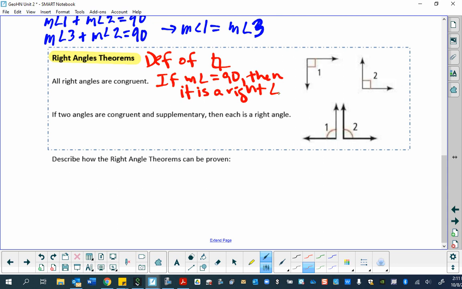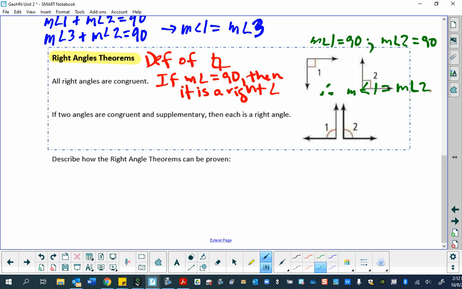Use the definition of right angles. So we can say measure of angle 1 is equal to 90 degrees. Measure of angle 2 is equal to 90 degrees. Therefore, measure of angle 1 is equal to the measure of angle 2. Definition of congruence, they're congruent. Okay, all right angles are congruent.